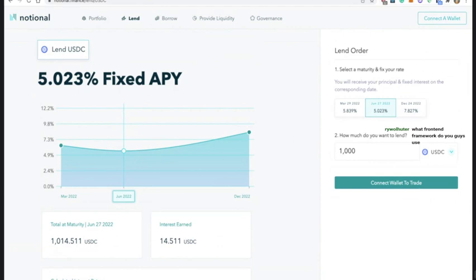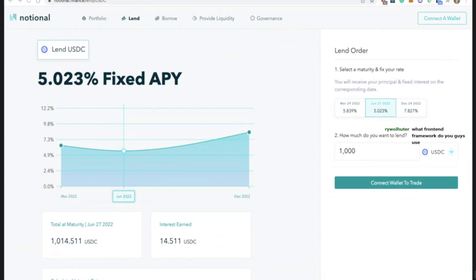So in Notional V1, we're looking at Notional V2 now. In Notional V1, what you would do as a liquidity provider is deposit USDC into, say, the June 27th maturity, and then you would be either a lender or a borrower, depending on what the user wanted to do. Like Uniswap, you'd be taking the other side, and you'd earn a trading fee for that.